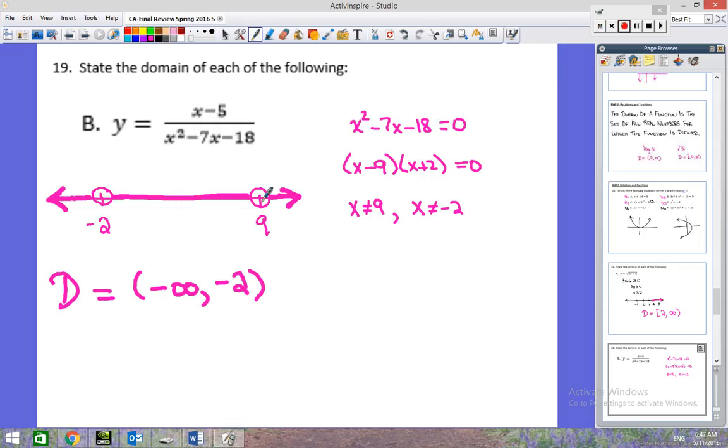Now, since there's a break in the graph, we need a symbol that's called a union symbol. In words, we read it as or. You're in this interval, or you're in this middle interval, or you're over here. So this middle interval is from -2 to +9, but it doesn't include those endpoints. Or you're to the right of 9, from 9 all the way, and that arrow is shaded all the way to +infinity. So there's the domain of this function written in interval notation.